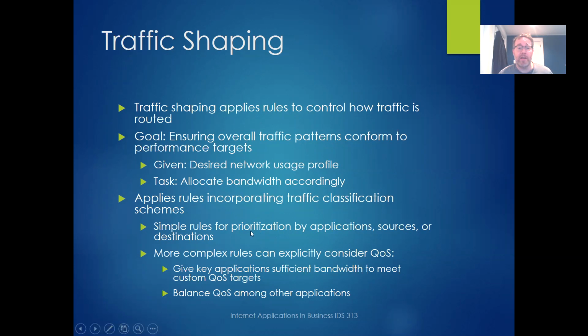But of course, you can also have more complex rules that explicitly consider quality of service. So in a sense, they're going to be adaptive. So if it's a key application, you can give this whatever bandwidth it needs to meet whatever quality of service target you have for it. So not specifically saying, this one goes faster, or this one goes second, or this one goes third, but just saying you need so much data, so much capacity right now to meet your quality of service targets. We're going to give you that much data.